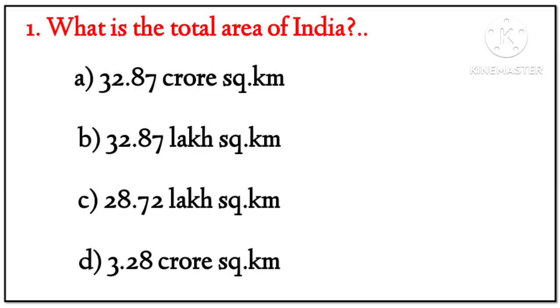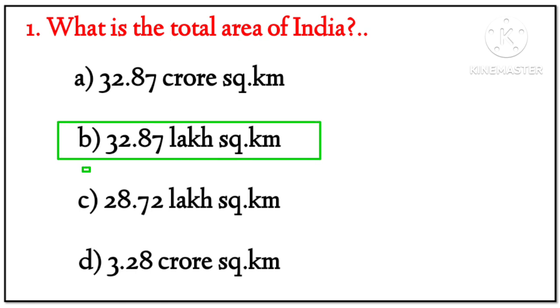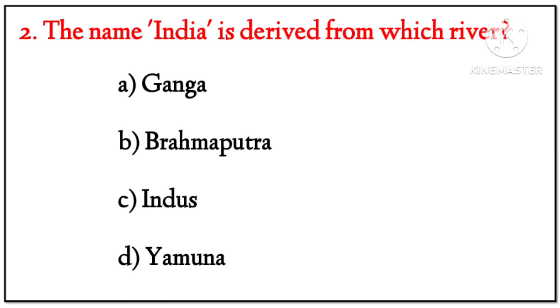First, what is the total area of India? Our options are: 3287 crore square kilometers, 3287 lakh square kilometers, 28.72 lakh square kilometers, 3.28 crore square kilometers. Our right option is the second one, B, 32 lakhs 87 square kilometers. Second, the name of India is derived from which river? Our options are: Ganga, Brahmaputra, Indus and Yamuna. Our right option is the third one, C, Indus.